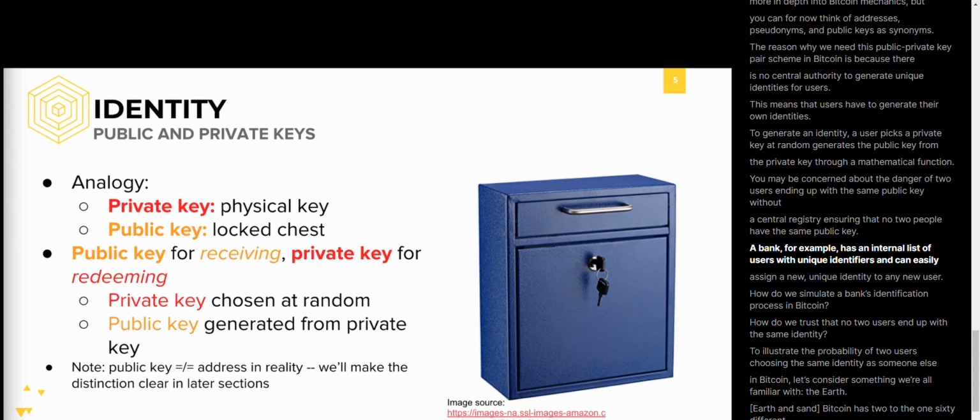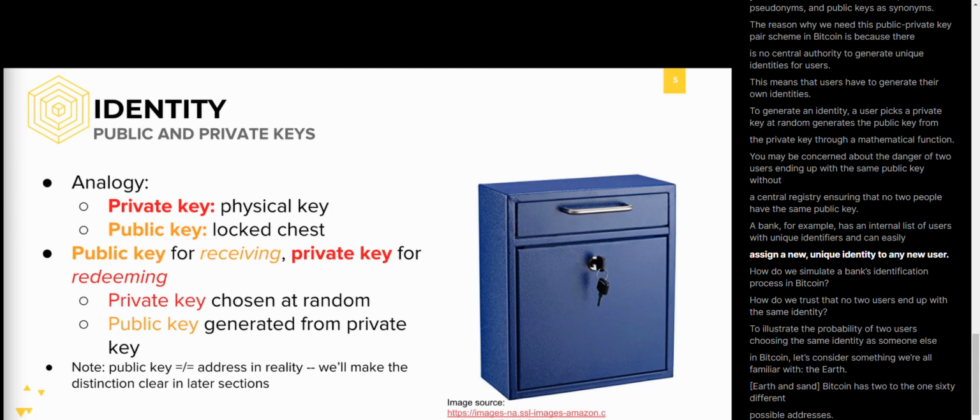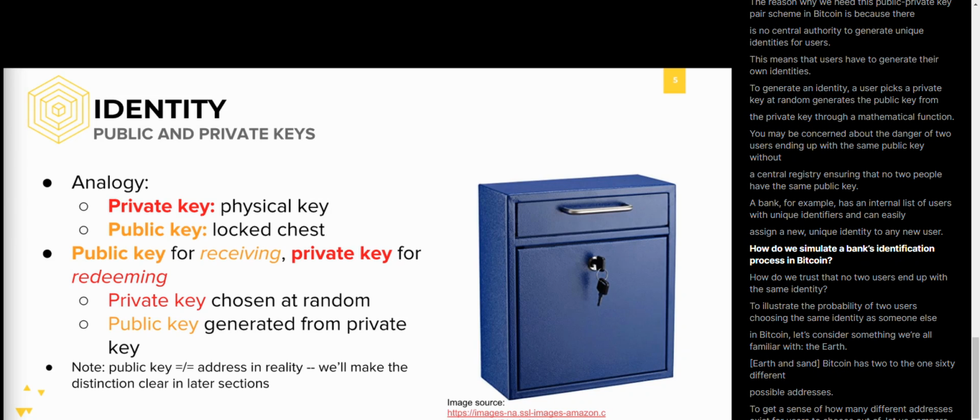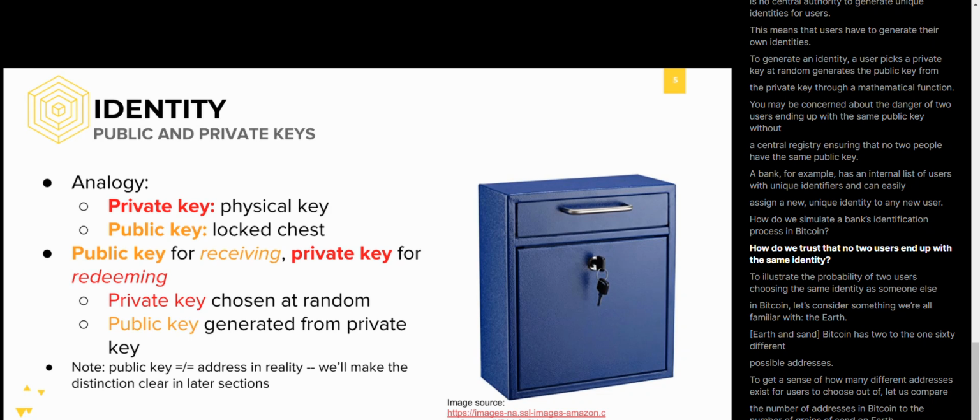A bank, for example, has an internal list of users with unique identifiers and can easily assign a new unique identity to any new user. How do we simulate a bank's identification process in Bitcoin? How do we trust that no two users end up with the same identity?